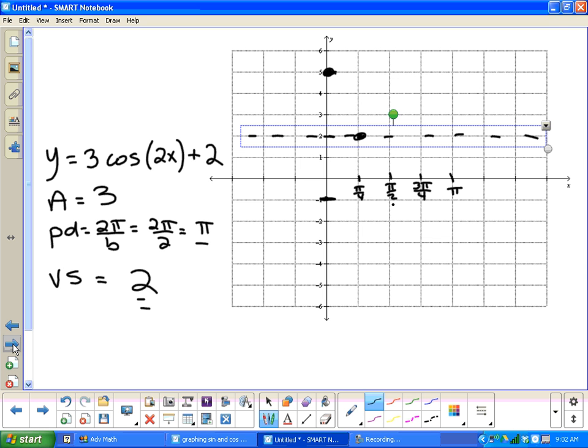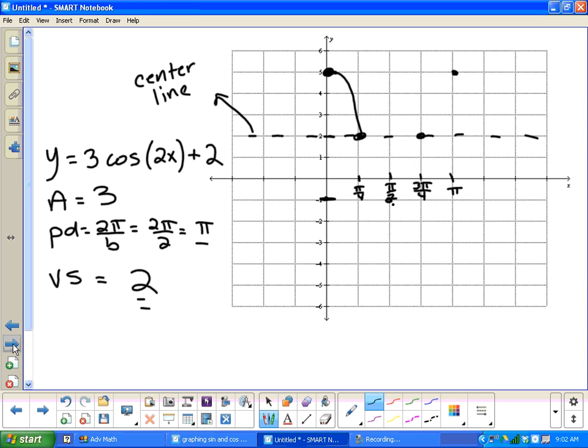Let me write it out for you. This is called the center line. What a lot of people do is draw a little light dotted line to help them spot it. Now at pi over 2, it's going to be at -1. At 3 pi over 4, it's going to be back up at 2. And then at pi, it's going to be back up at 5. Now I'm going to draw my cosine curve. Y'all see how all we did was pick it up and move it up 2 units.